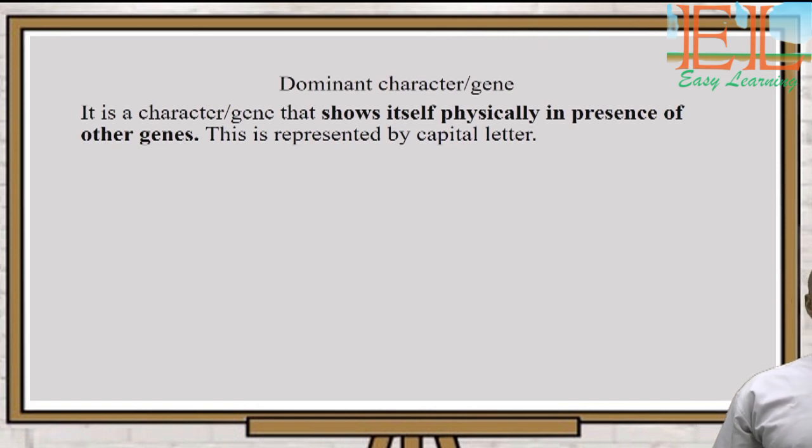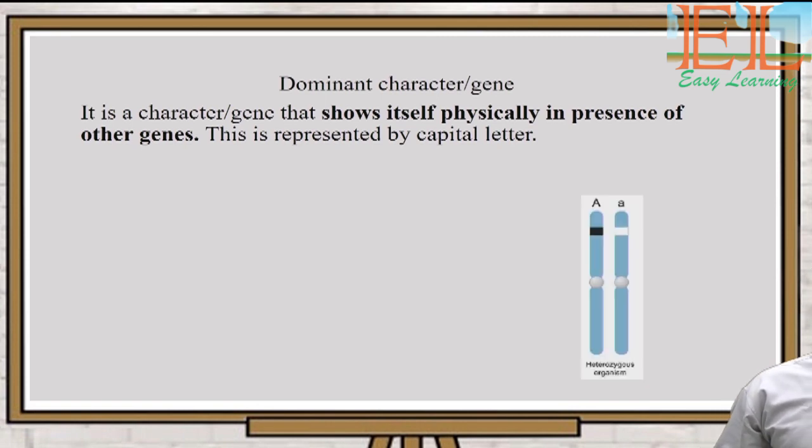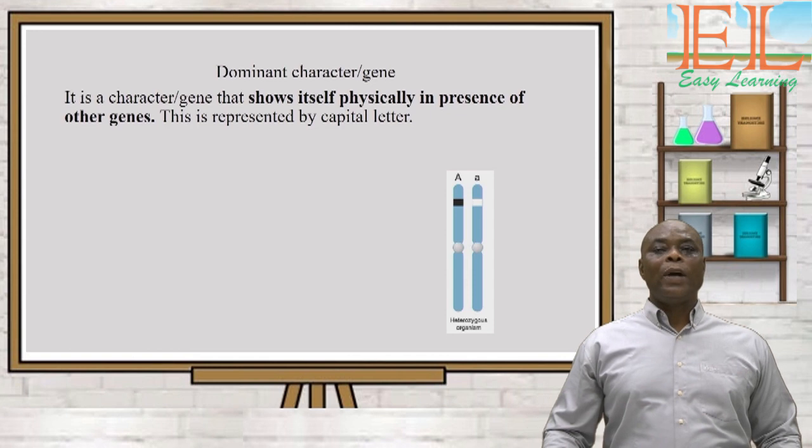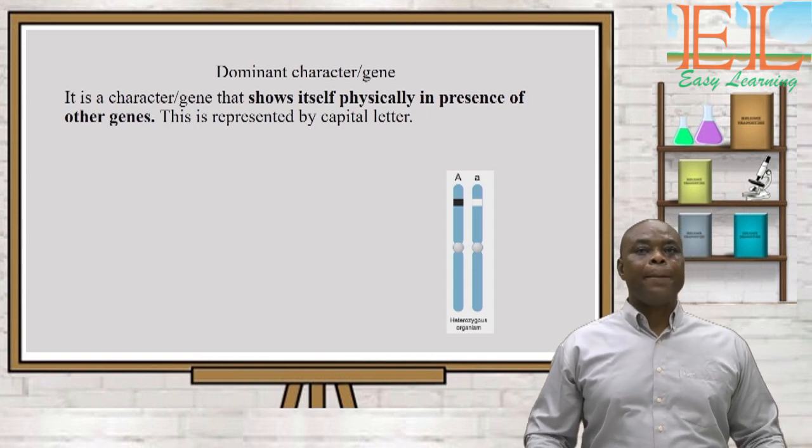Though it is there with other genes, they show themselves physically whilst the other genes hide. And that is the reason why it is called a dominant gene. This in genetic diagrams is represented by a capital letter. Now let's look at what we have there again.